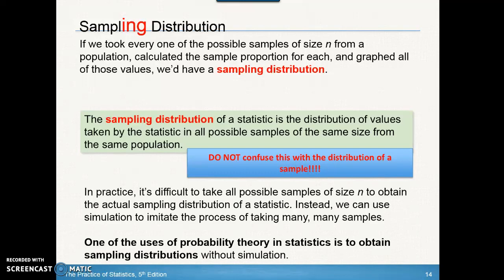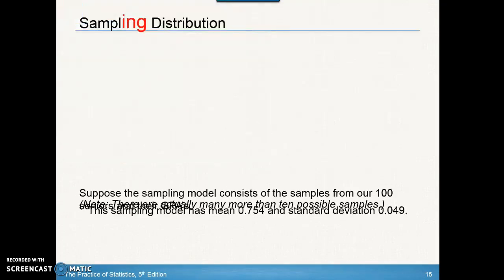very, very difficult to take all possible samples of size n to get the whole sampling distribution. So instead, we often use simulation to imitate the process of taking many, many, many samples. So one of the uses of probability theory and statistics is to obtain sampling distributions without simulation. Okay, and oftentimes we'll get a sampling distribution that won't be every single solitary possible sample, but it would be a good representation of the population.